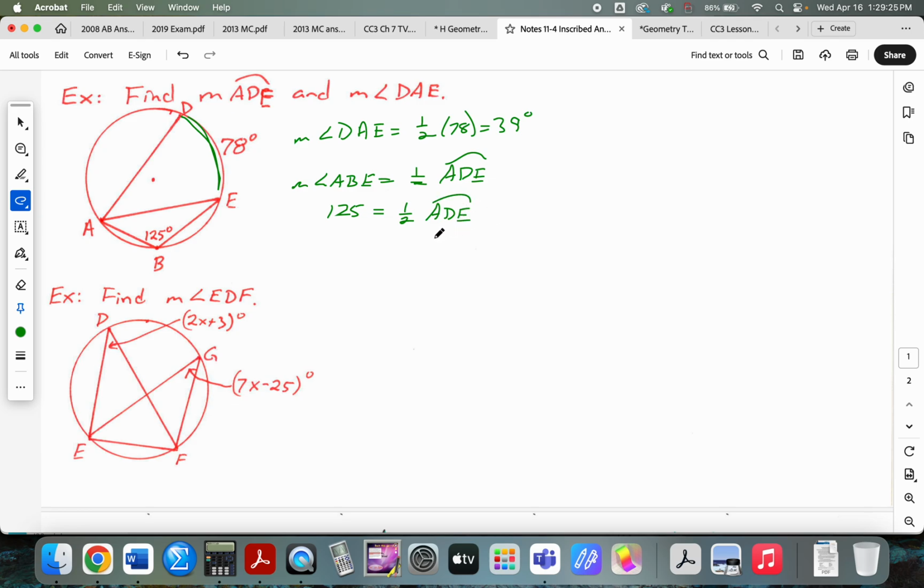Yeah, we just double. So 250 is the measure of arc ADE. The angle is half the arc, so the arc is twice the angle.